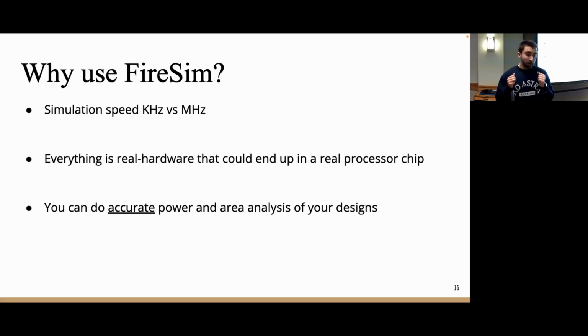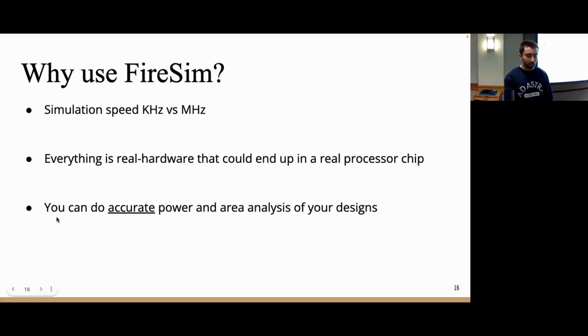Along with that, with FireSim, everything is real hardware. You could do something in FireSim, simulate it, test it, go through some processes, and it could end up as a real processor chip. So when you're doing research with FireSim, it's more directly relatable to something in the real world. Whereas Gem 5, it's just C++ models. Sometimes it might work in Gem 5, but it might not actually be feasible in real hardware. FireSim gets you that connection.